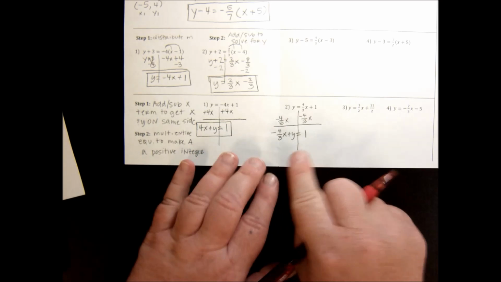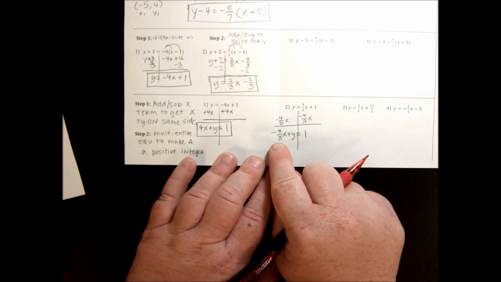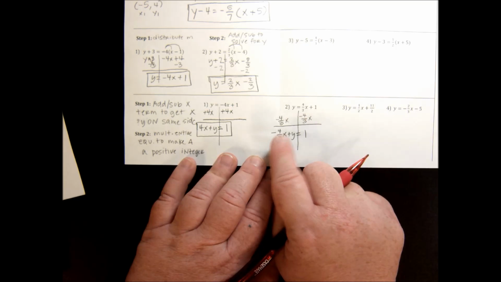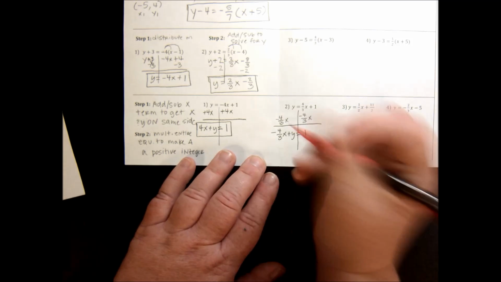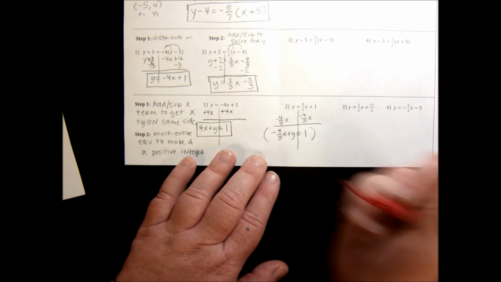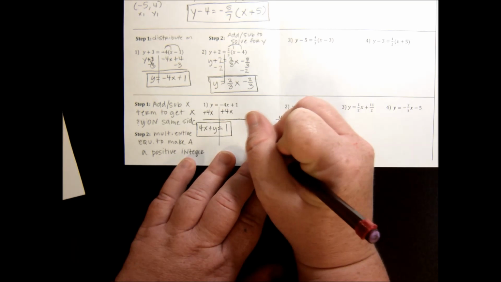Now in this case, my a is not a positive number and it's also not an integer. I know that to get rid of fractions, I multiply by the bottom number of my fraction. And to get rid of the negative, I would multiply by a negative. So that means I need to multiply this whole equation by negative 3.